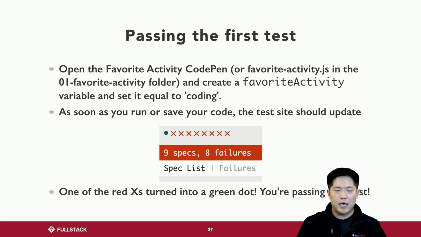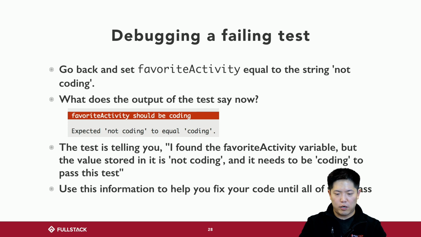All right, so the reason you see here 9 specs and 8 failures is because it depends a little bit. If you're running on a local machine, it might find more specs than actually exist there. So I'll show you how this works on your local machine.